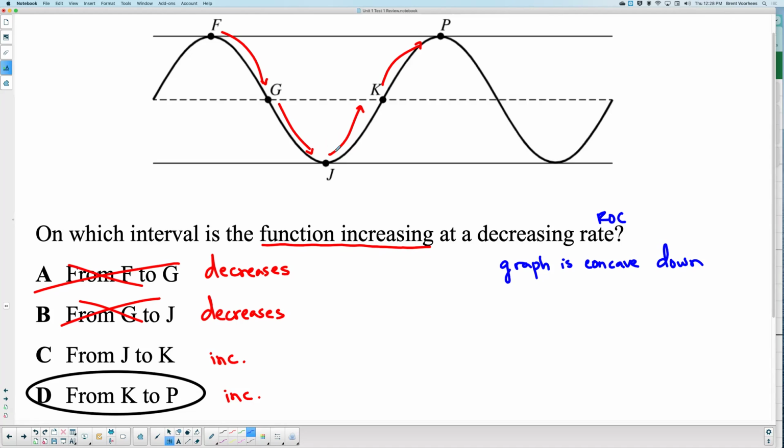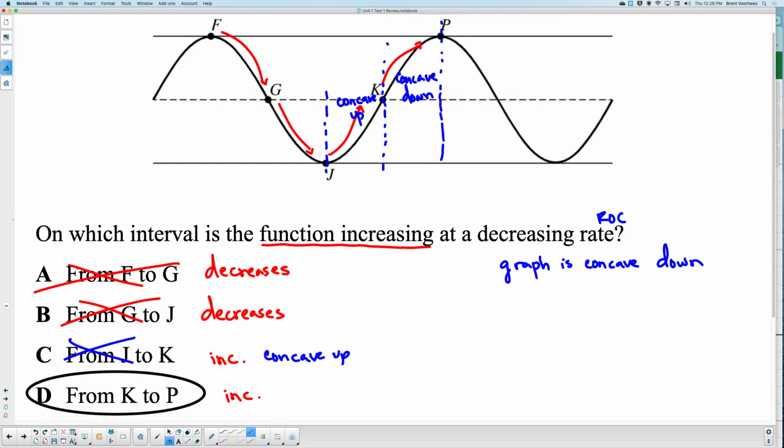On J to K, what is our graph here from J to K? In this window, we are concave up, so that would not be the answer. C is out, therefore D has to be the answer. Just to check it real quick, from K to P, is it concave down? Yeah, this would be concave down. So make sure you understand how that works.